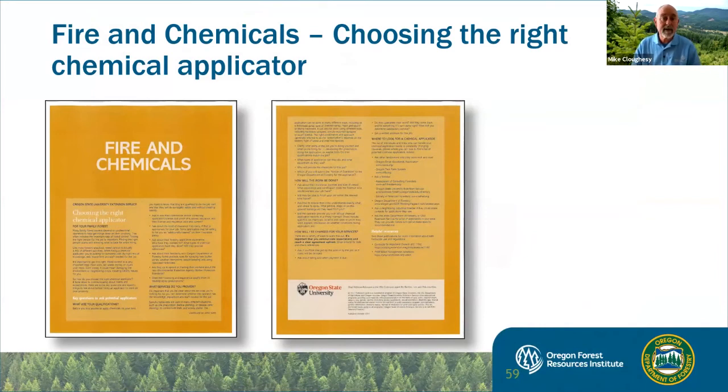And the first thing I want to talk about is the section on fire and chemicals. There's a couple of points we want to make in there. But again, one of these OSU fact sheets we've included on how to choose the right chemical applicator. There's also one on choosing the right reforestation operator, but unfortunately, it wasn't ready when we went to press with this. So when we redo this next time, we'll add that. But again, this is really good information on what kind of questions to ask.